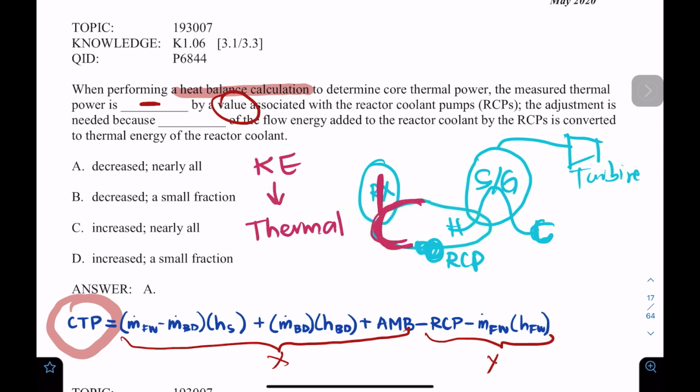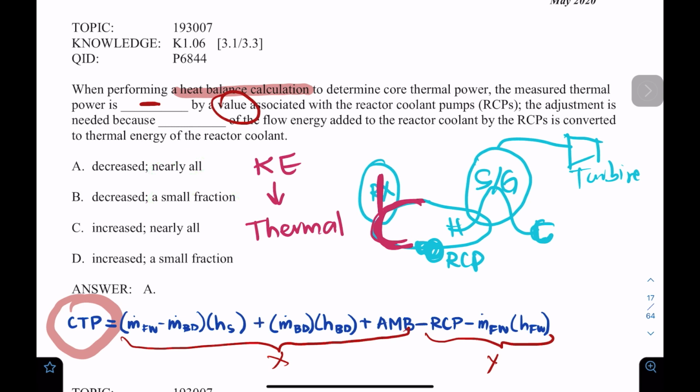The RCPs are going to convert this kinetic energy of fluid moving through the piping system of the primary into thermal energy. So I know that the adjustment is needed because, it's right. The flow of energy added to the reactor coolant by the RCP is converted to thermal energy of the reactor coolant. But here it is giving me two options: nearly all or a small fraction.